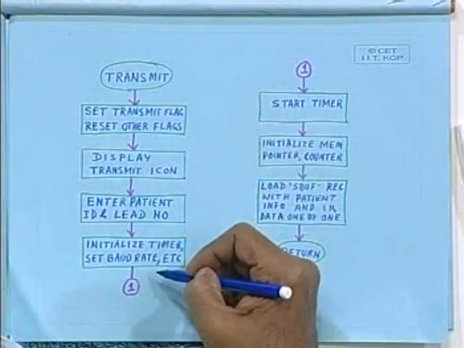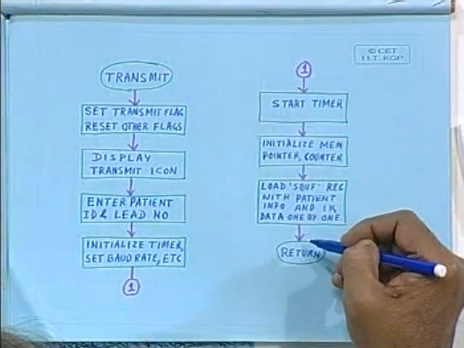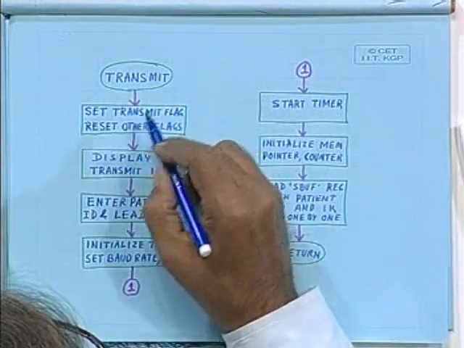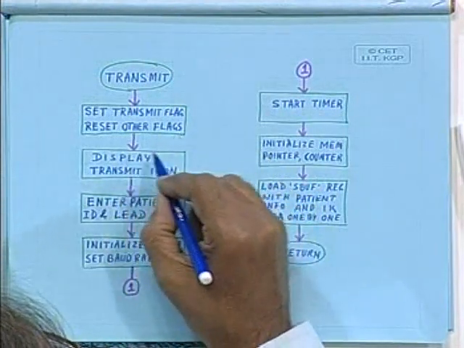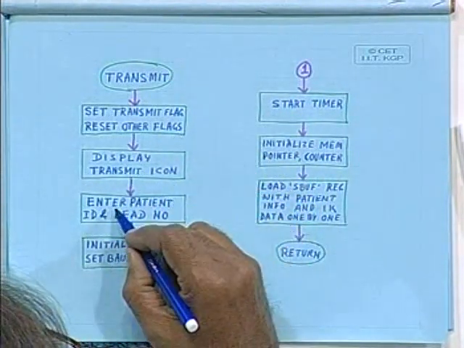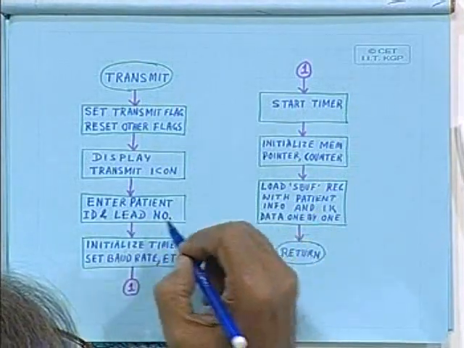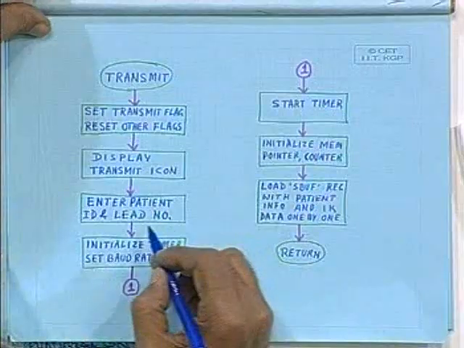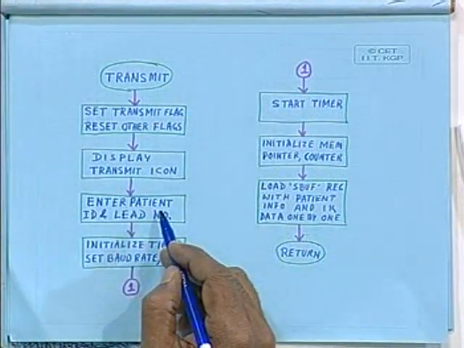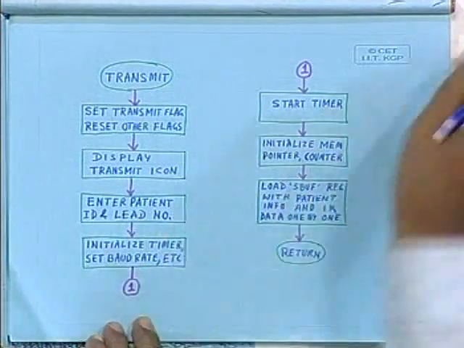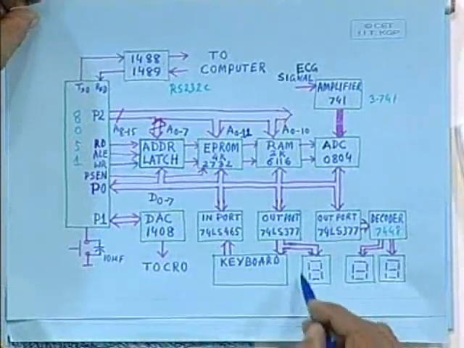This is the transmit subroutine, and these are the steps followed in the transmit step. First, it will set the transmit flag, reset the other flags, display the transmit icon, and enter the patient ID and lead number. There is a 12 lead system, but at a time you can acquire from only one particular channel. So that lead number and patient ID has to be entered, which will be simultaneously displayed on the LEDs that I mentioned.